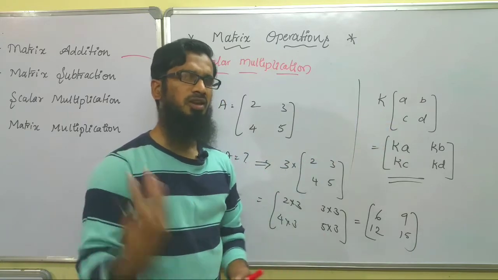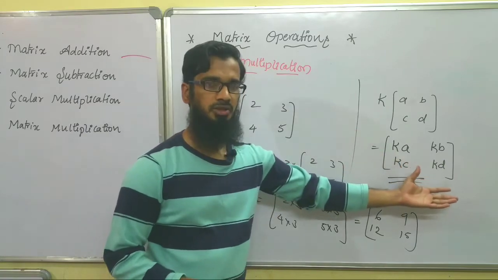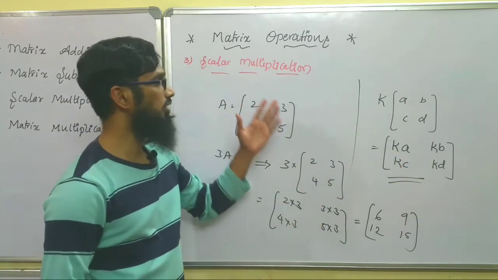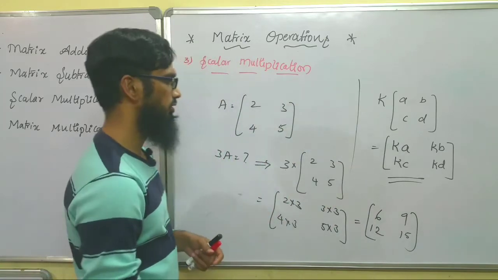It might be any number. That gives the final matrix. This is scalar multiplication, which means we need to multiply with the constant.